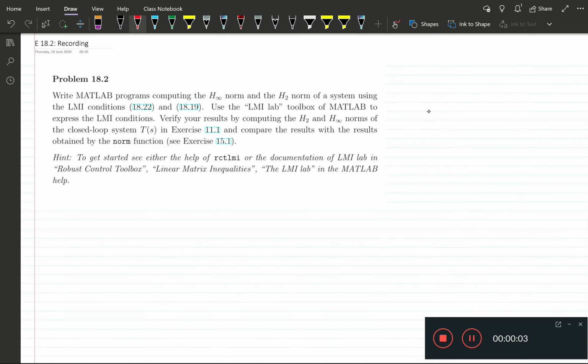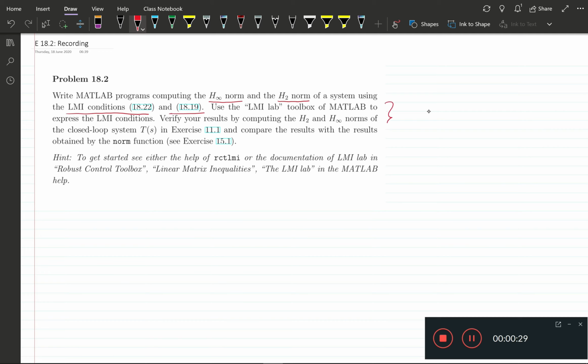So, welcome everyone. Let's have a look at problem 18.2. In this problem we are supposed to write down the LMIs that compute the H infinity norm and the H2 norm of the system using conditions 18.22 and 18.19, which I will shortly review as well.